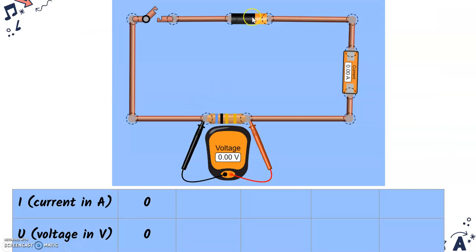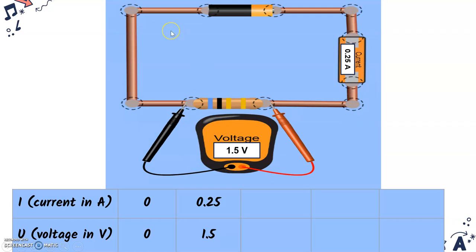In this experiment, I have a battery, a resistor, a voltmeter connected in parallel to the resistor, and an ammeter. My switch is open, so there is no flow of current in the circuit. That's why the ammeter will display 0 and the voltmeter will display 0. I close the switch. The voltmeter will display 1.5 volt. It means the voltage across the resistor is 1.5 volt, and the current in the circuit is 0.25 ampere. If I change the battery, the voltmeter will display 3 volt and the current becomes 0.5 ampere and so on.